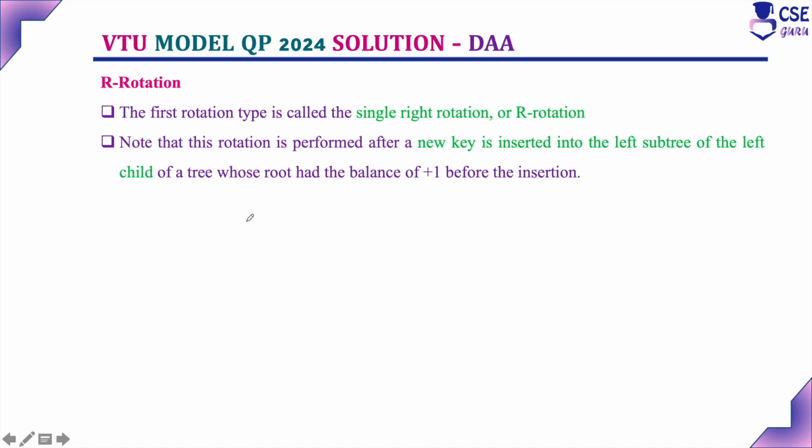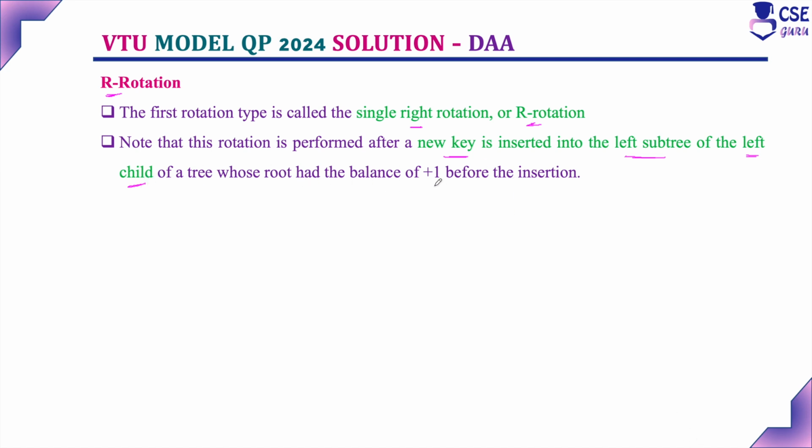Okay, first is the single right rotation, or simply R rotation. The rotation is performed after a new key is inserted into the left subtree of the left child. When you insert a new node as a left child in the left subtree, an unbalance occurs, and to convert it into a balanced tree, you have to apply a rotation.